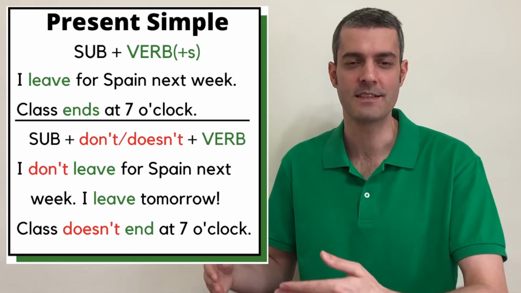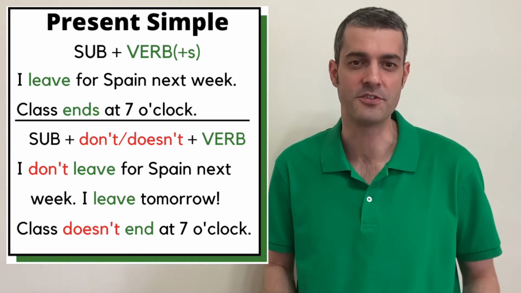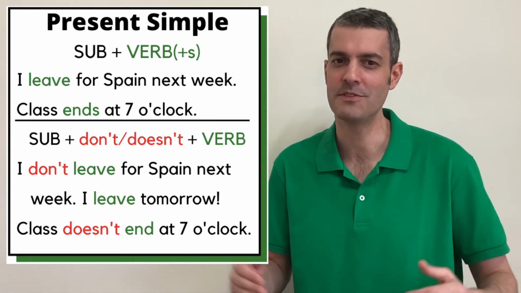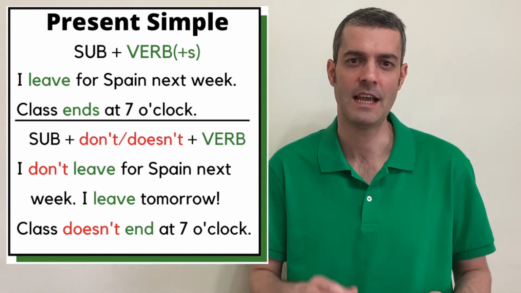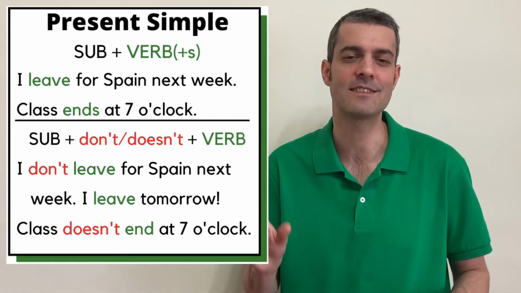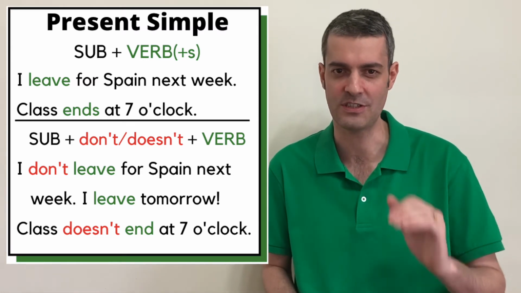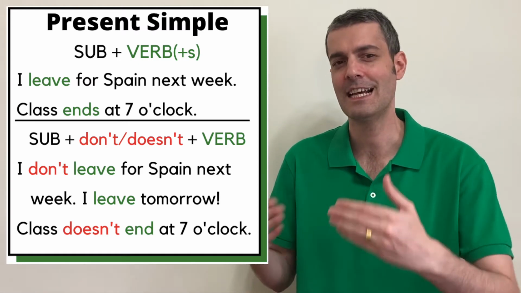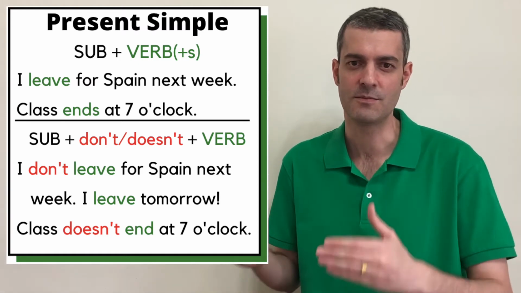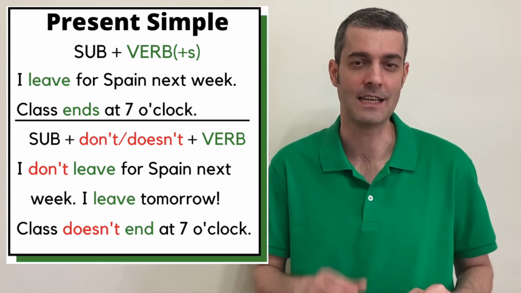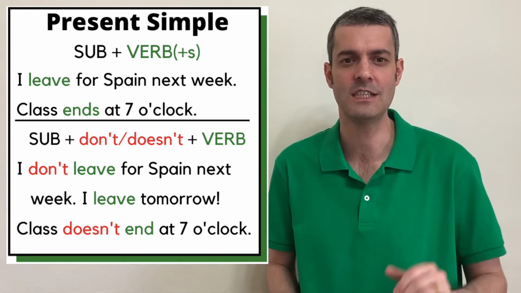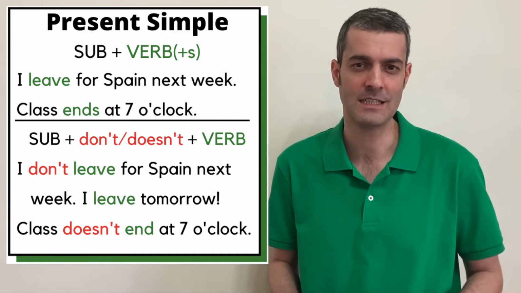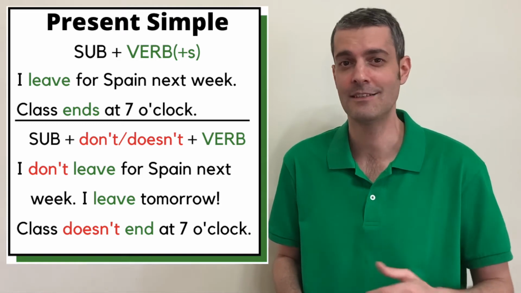We can also use the present simple tense to talk about some future situations, which I'll go over in just a moment. A quick recap on how to create present simple tense sentences. We have our subject and our verb, or verb plus s, es, or ies if our subjects are he, she, it. So two examples are, I leave for Spain next week, and class ends at 7 o'clock. To make sentences negative, we have I, you, they don't and a base verb, or he, she, it doesn't and a base verb. So our examples are, I don't leave for Spain next week, I leave tomorrow, and class doesn't end at 7 o'clock.